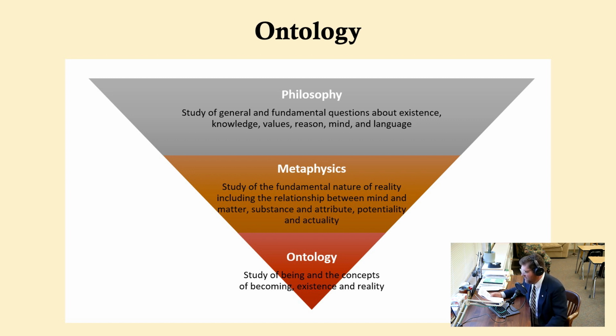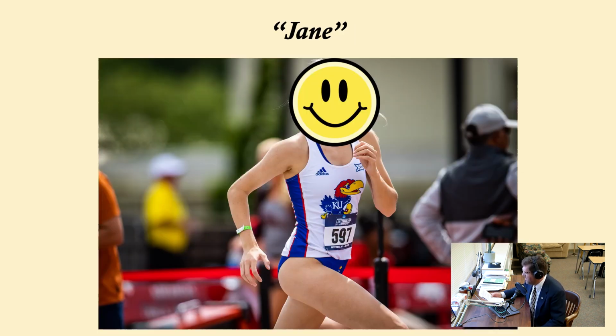Ontology is a branch of philosophy which tries to understand the nature of being. Or in plain words, it's about how people characterize various subjects and how they understand the relationship between those categories. So let's spend a moment on ontology. We'll consider the example of a young woman. We're going to imagine that she is a college runner and her name is Jane.